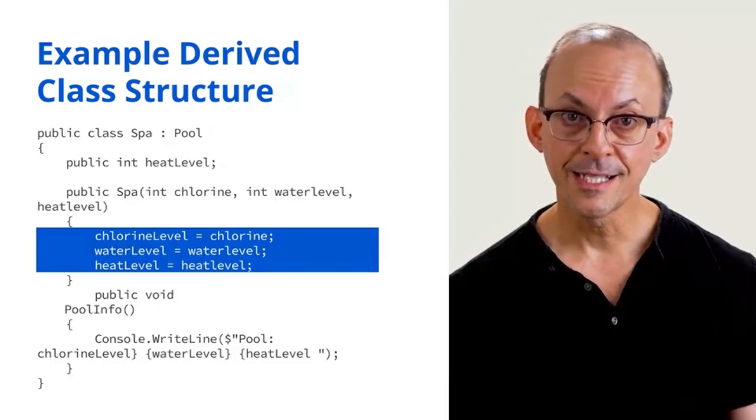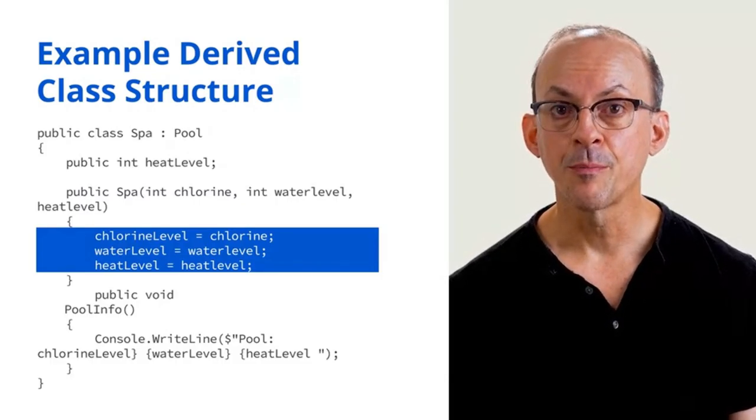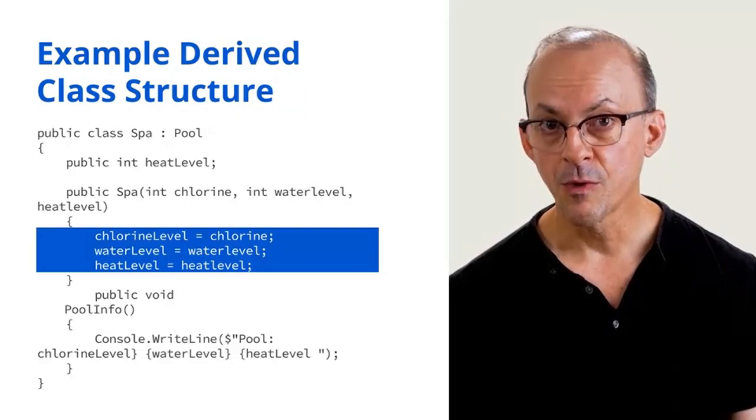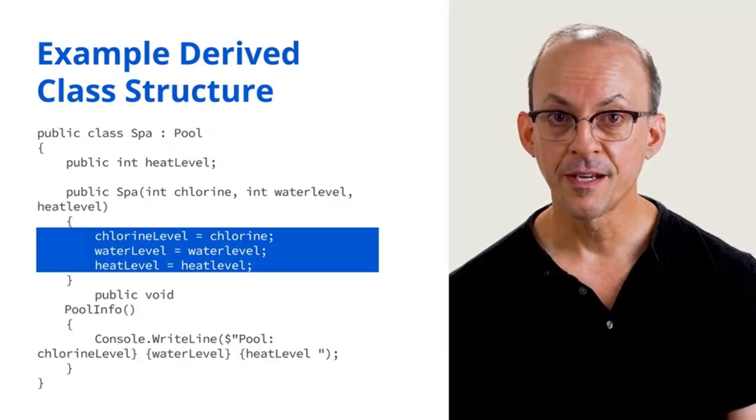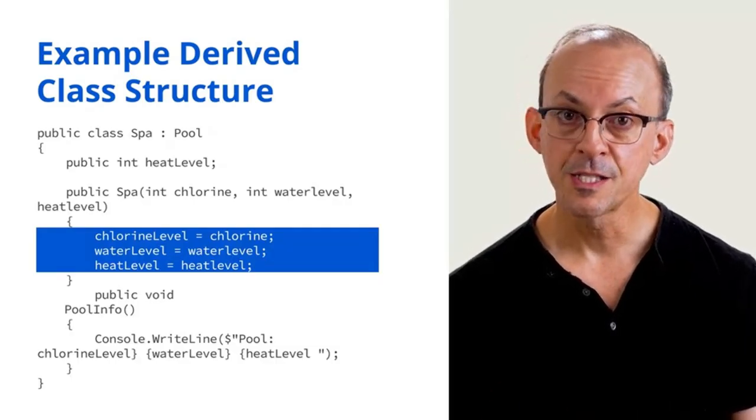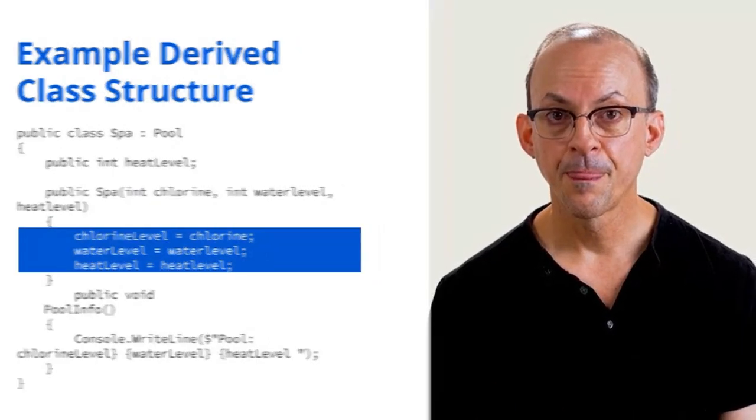The constructor takes data for all three properties as input parameters and assigns them to the derived class's properties. This derived class uses the poolInfo method it inherited from the base class to display the spa's information on the screen. In conclusion, inheritance in C# is a powerful object-oriented tool that enables developers to reuse code and make it easier to maintain C# code.